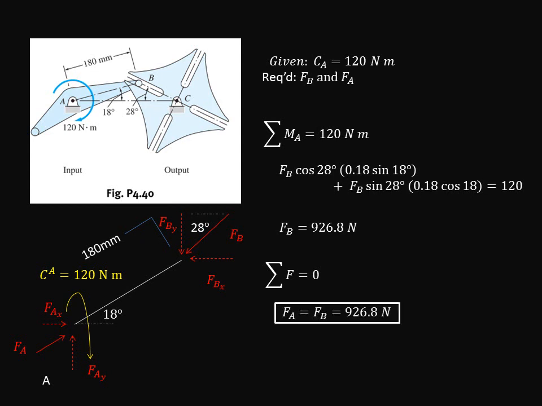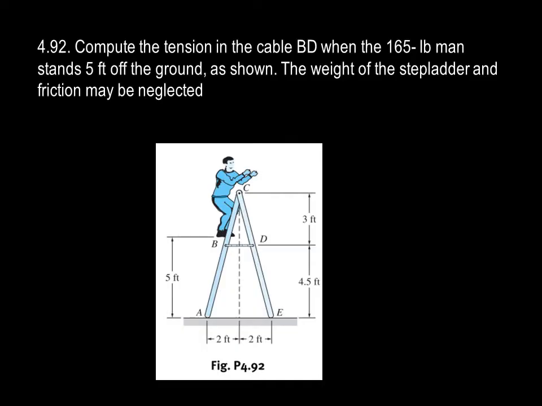We will be discussing the problem in Pitel's book at page 198, number 4.92. Compute the tension in the cable BD when a 165-pound man stands 5 feet off the ground, as shown.